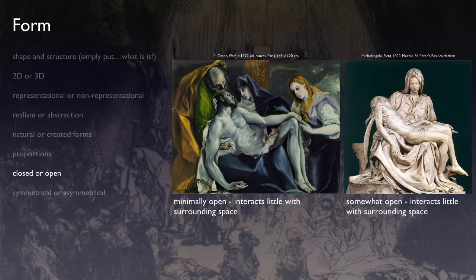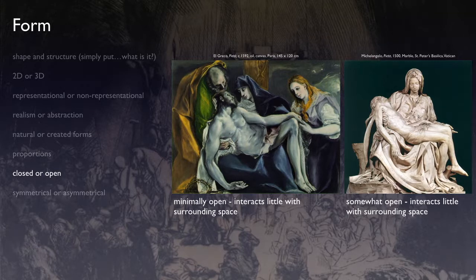The Michelangelo is the same, I would say somewhat open. The torso and the head of Mary extend into space. Her hand extends a little bit off to our right. Christ's leg extends a little bit, and his foot extends a little bit off to the right. It actually interacts very little with the outside, except for some of these elements.